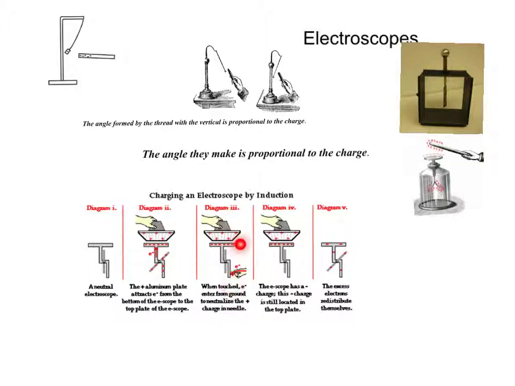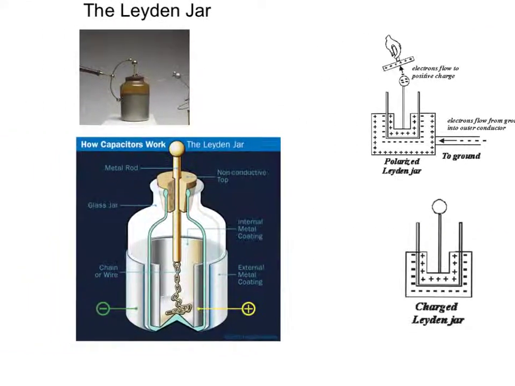The electrophorus is slightly less positive, having collected some electrons, and the electroscope is positive, having lost free electrons. The degree to which the electroscope is deflected then gives us a measure of the size of the charge on that electrophorus. So now let's talk about Leyden jars.